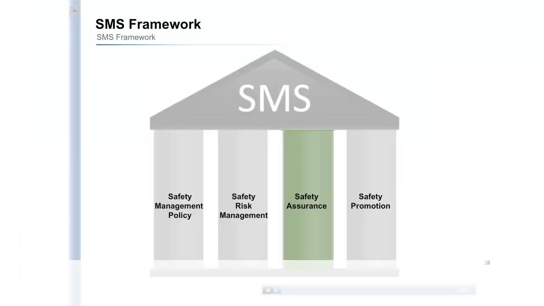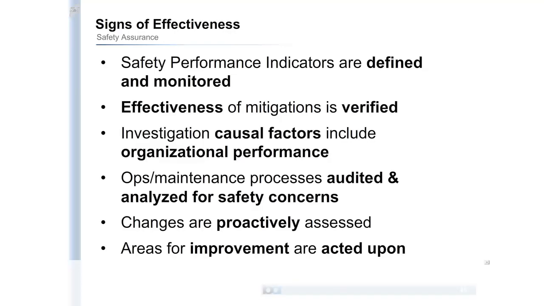Component 3. Safety assurance. Signs of effective safety assurance. Safety performance indicators are defined and monitored. Effectiveness of mitigations is verified. Investigation causal factors include organizational performance. Ops and maintenance processes are audited and analyzed for safety concerns. Changes are proactively assessed. Areas for improvement are acted upon.